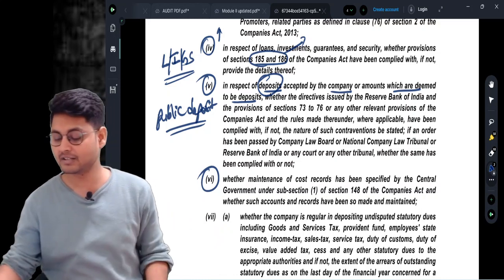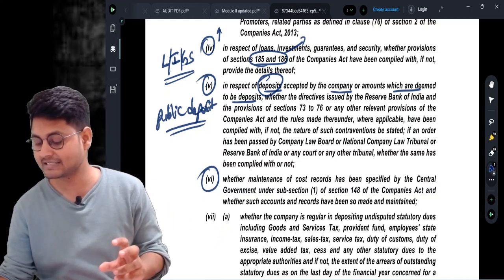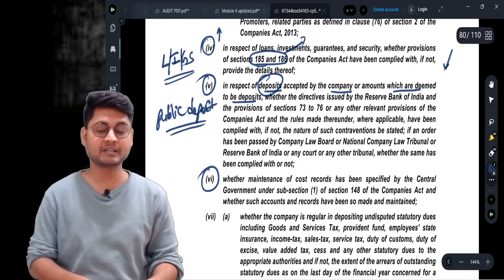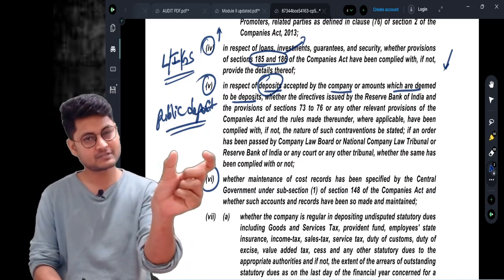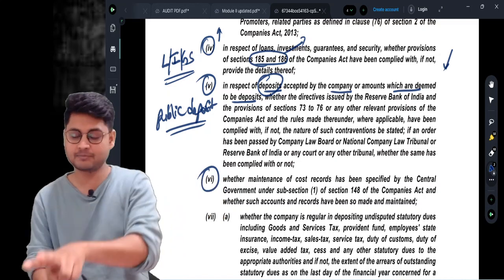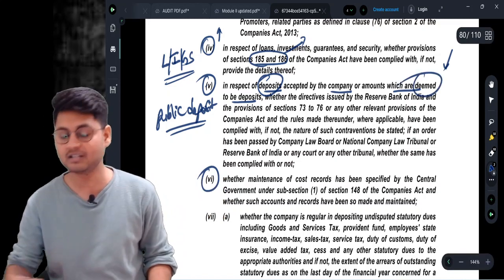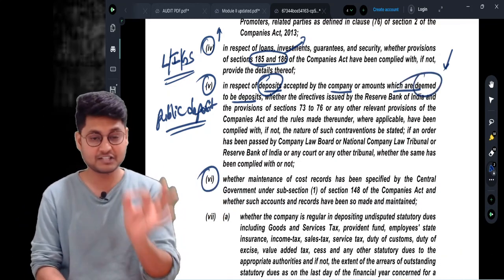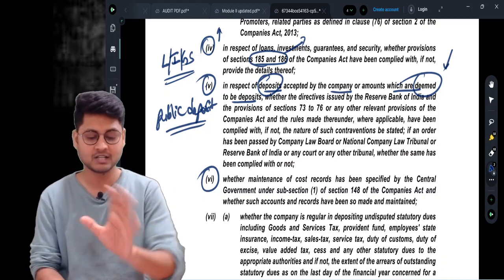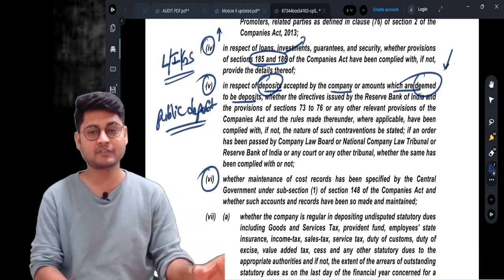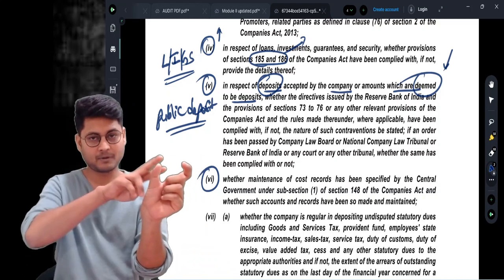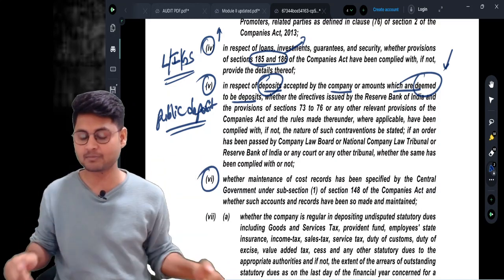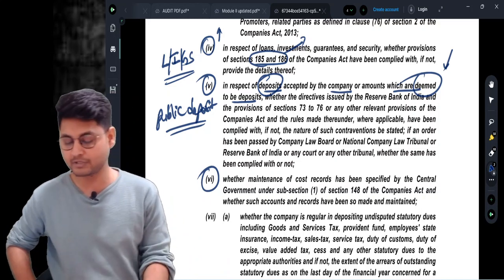Even if the company has taken the money by way of debentures, if the money is not repaid, then that debenture outstanding will be treated as a public deposit. It is called a deemed deposit, because stringent rules are applicable to public deposits. Whenever there is default in repayment of any money by the company to outsiders, it is treated as a public deposit, and stringent rules apply. The company is required to pay huge penalties.